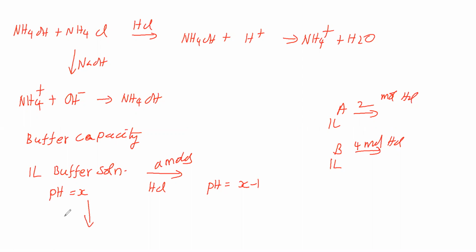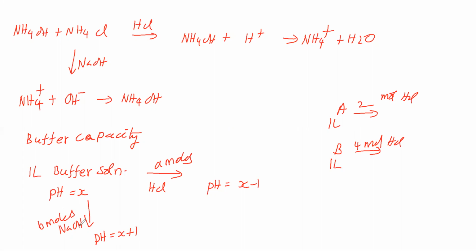Now let us add base. So what will happen? The pH increases. Let the pH increase by 1 unit. For that, how many moles of sodium hydroxide are you adding? That is called the buffer capacity of this buffer solution.